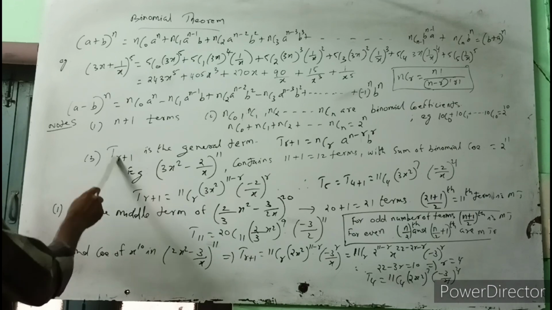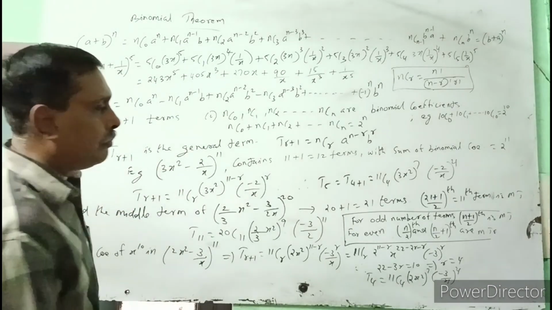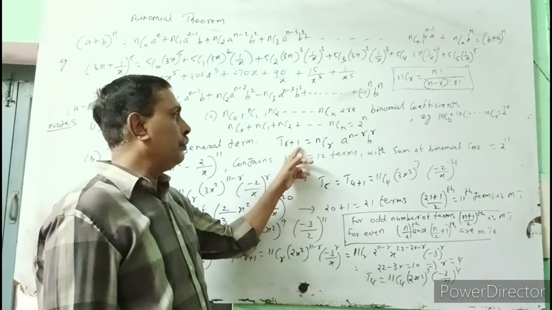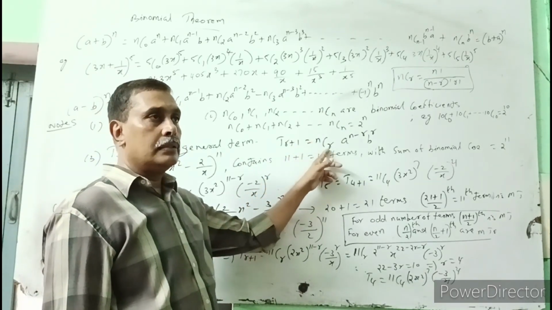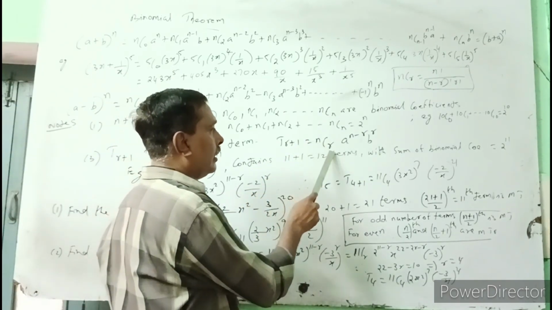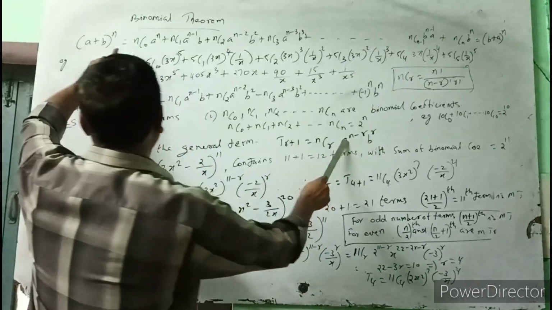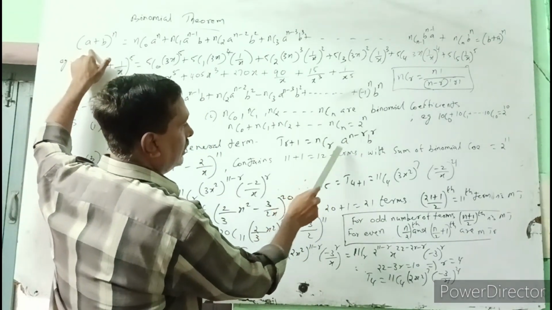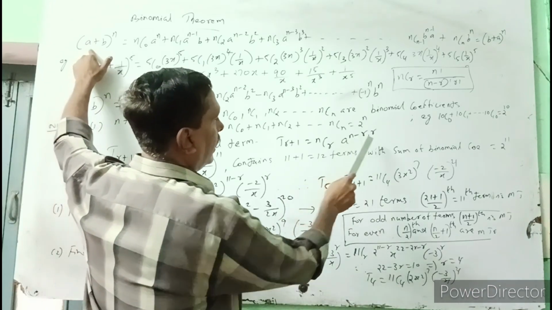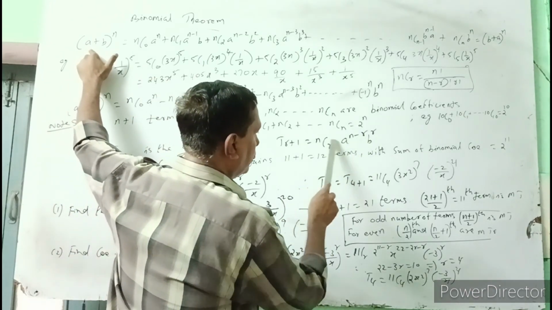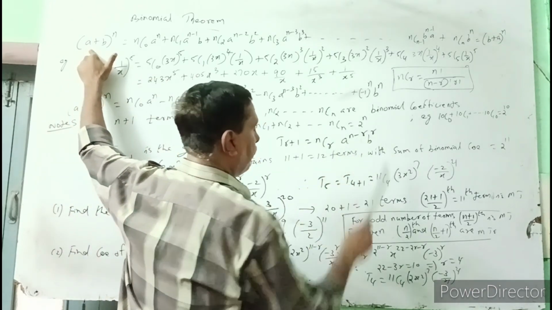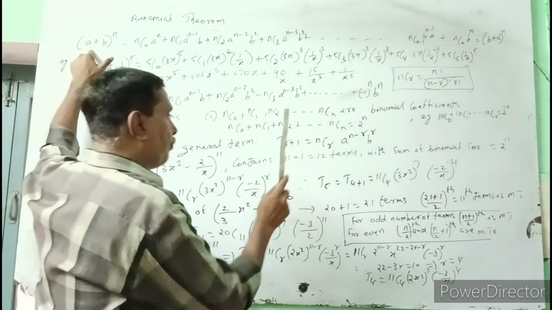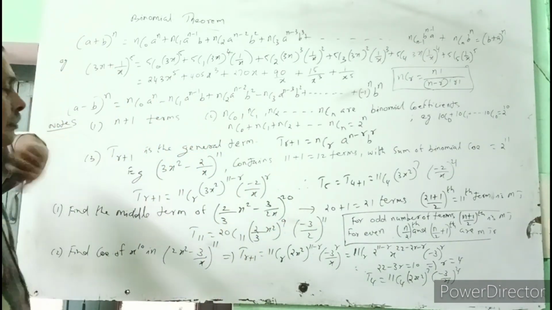The (R plus 1)th term is called the general term, and it can be obtained by T(R+1) is equal to nCR, into the first term A raised to the difference of n minus R, and the second term raised to this suffix number R. Why are we using the (R plus 1)th term as the general term?